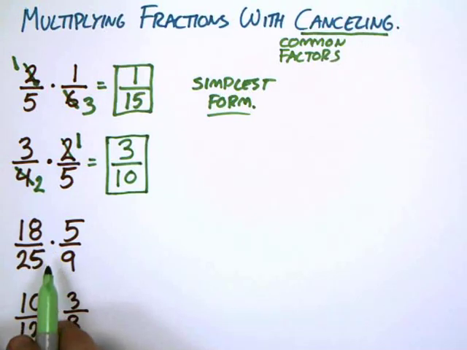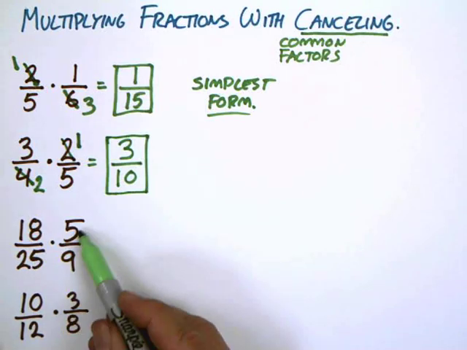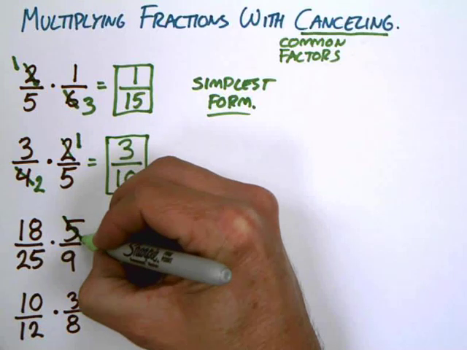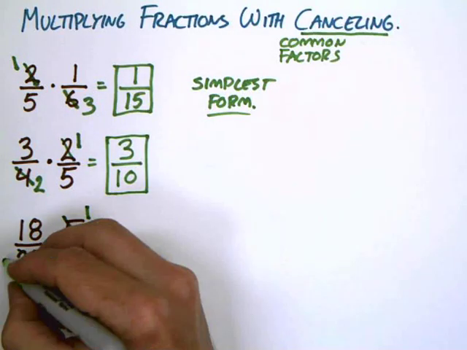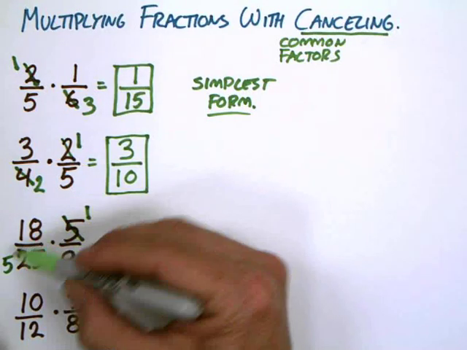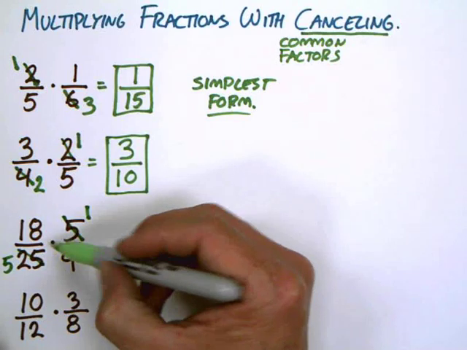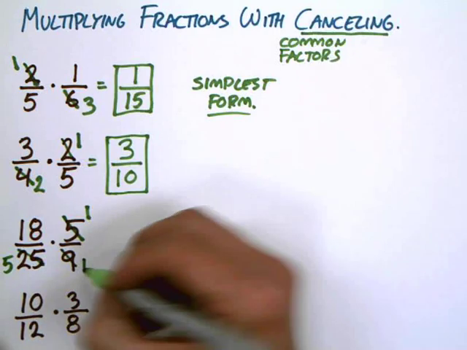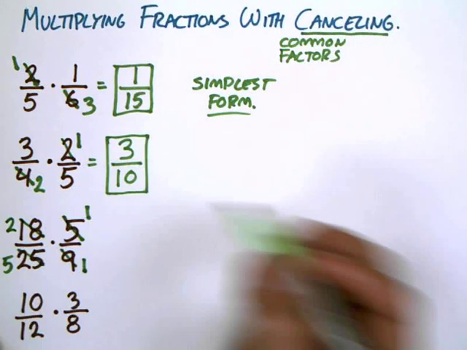This one, I have some big numbers here, so let's take a look at things I have in common. Well, immediately I see these are both multiples of 5. So let's get rid of the multiple of 5. So this is going to be 5 times 1, and this one's going to be 5 times 5. Now I look at my 18 and 5 don't match, but this 18 and this 9 both have something in common, and it's actually 9. So this is actually 9 times 1, and this 18 is worth 9 times 2.